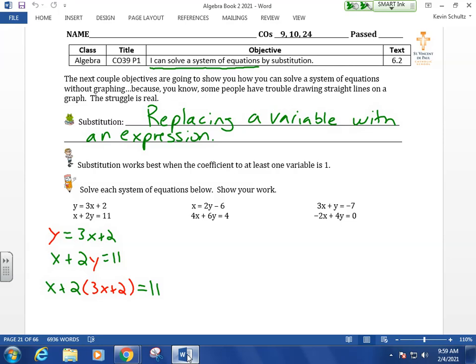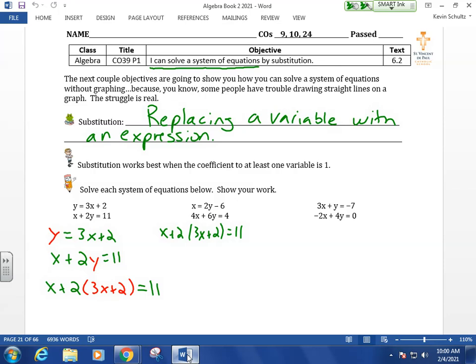Okay? If I know that y equals 3x plus 2, the substitution method tells me that I can replace the y variable in my other equation with that expression. Because y and 3x plus 2 are the same thing. That's what the equal sign means, right? So, and I'll write this up here. I know I'm kind of at the bottom of the page here. But the equation that I now have to solve is x plus 2 times (3x plus 2) equals 11. How am I going to solve that?